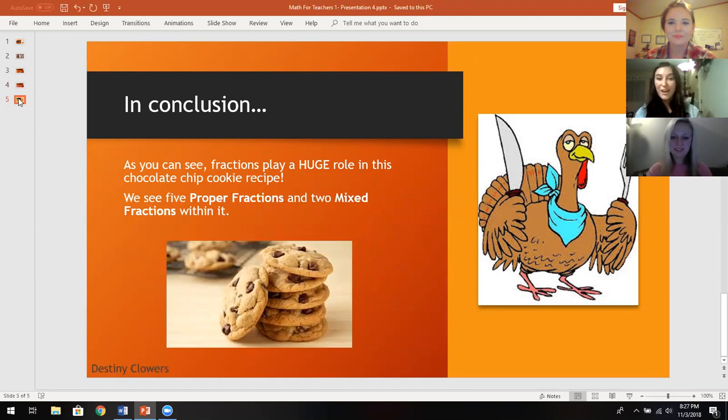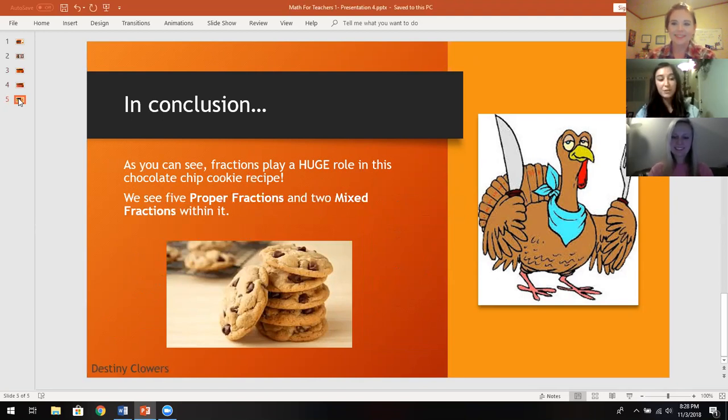So all in all, I hope that you each have a better understanding now about the 2 different types of fractions that we see in our everyday lives. This is why it's so important to know the types of fractions and what they mean, because you're going to see them everywhere. We're going to see proper fractions and mixed fractions when we are baking desserts or cooking foods on Thanksgiving Day. And now you can bake that yummy pumpkin pie or those warm chocolate chip cookies with ease.